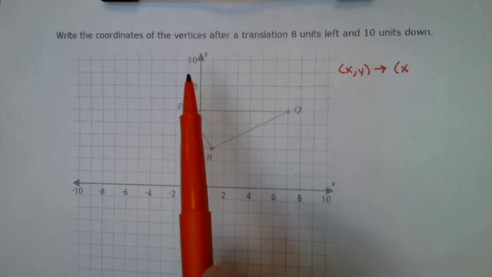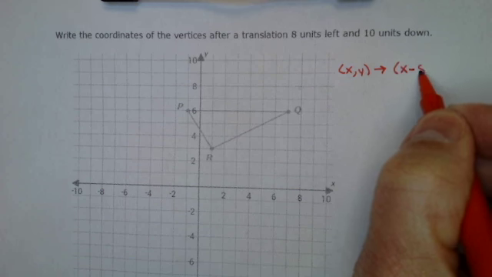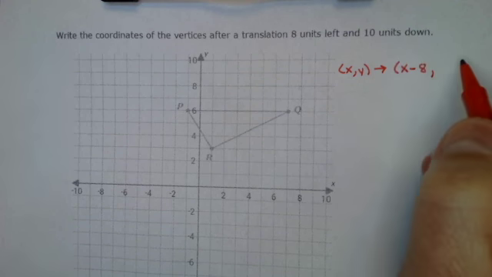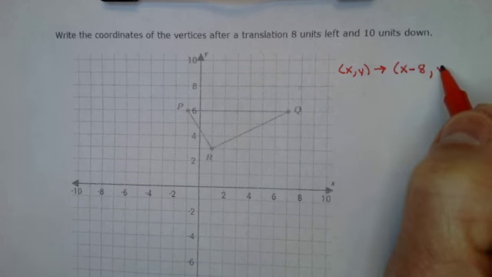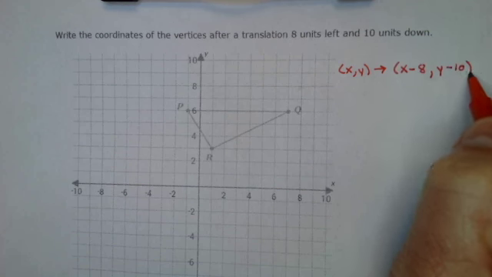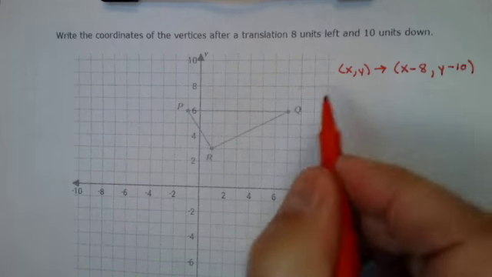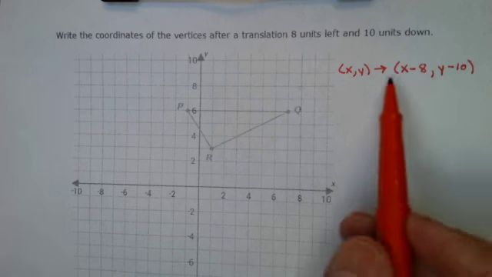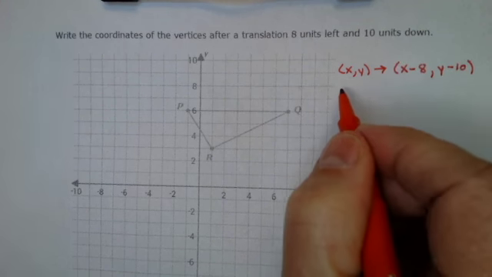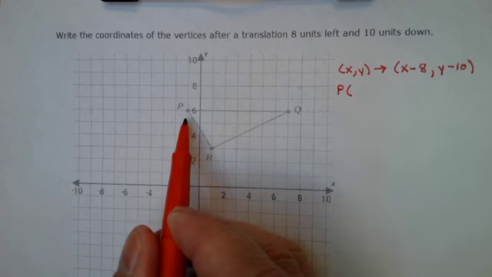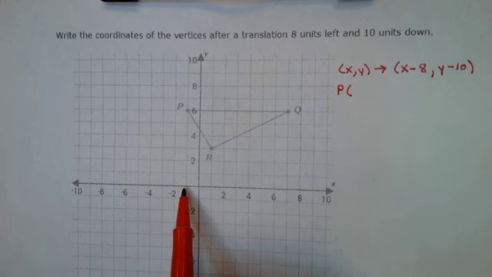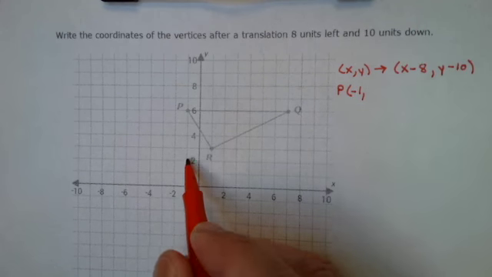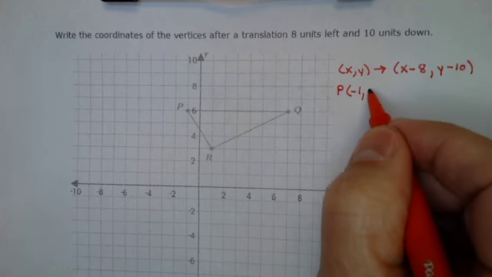If I move to the left 8 spaces, that means I'm going to be subtracting 8. If I move down 10 spaces, that means I'm moving along the y-axis, and I'm going to subtract 10 from whatever y I have. I'm going to write down the coordinates for each one of these points and then apply this translation rule to each one of these points. So let's look at point P and get the coordinates for point P. The coordinates for point P, I go back 1, that's -1, and then up 1, 2, 3, 4, 5, 6.